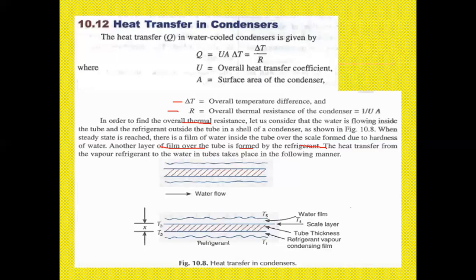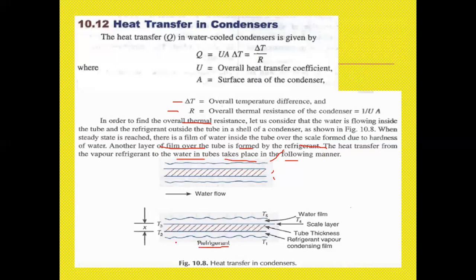See here, the heat transfer from the vapor refrigerant system to the water in the tubes takes place in the following manner. Now see, this is the first layer, this is the second layer, this is the third layer. The water flow is going in this direction. There is a steel shell and the refrigerant medium. Now the water flow. See here, the same thing exaggerated.